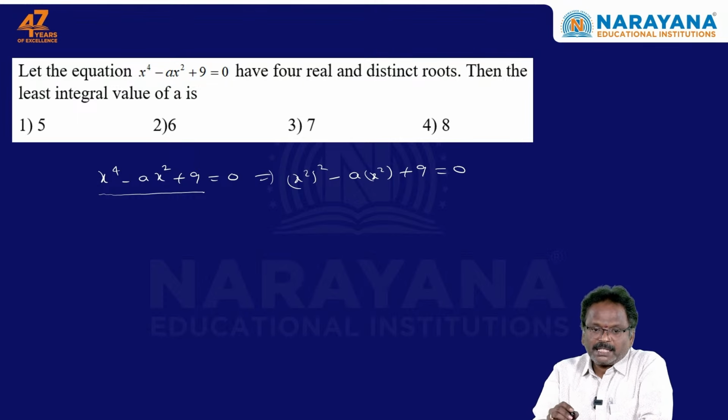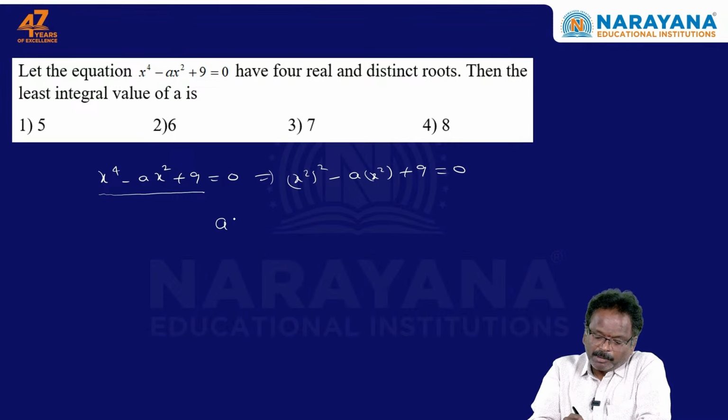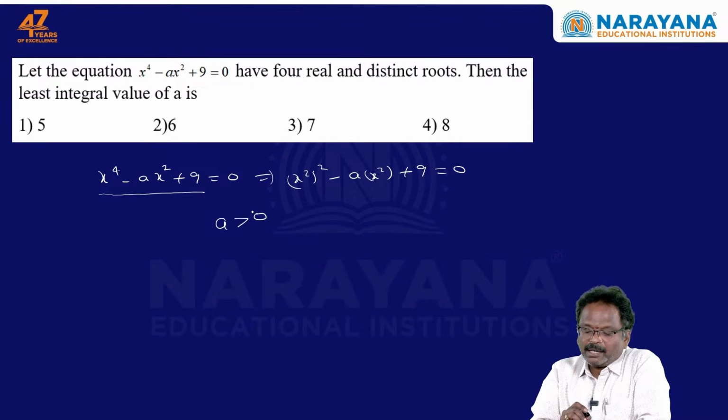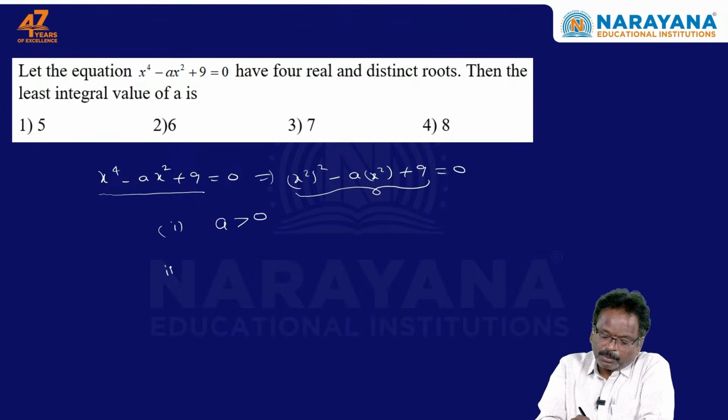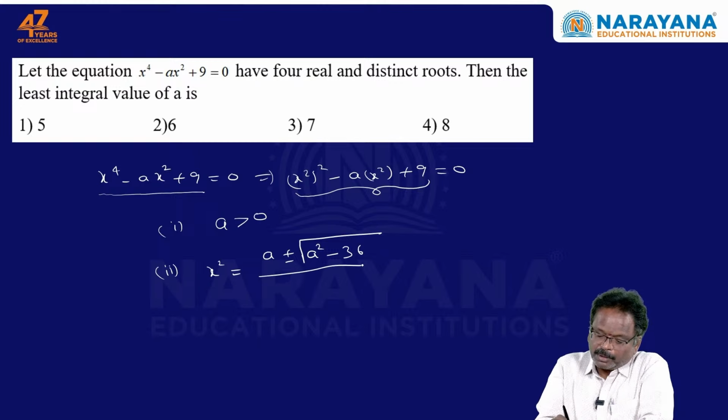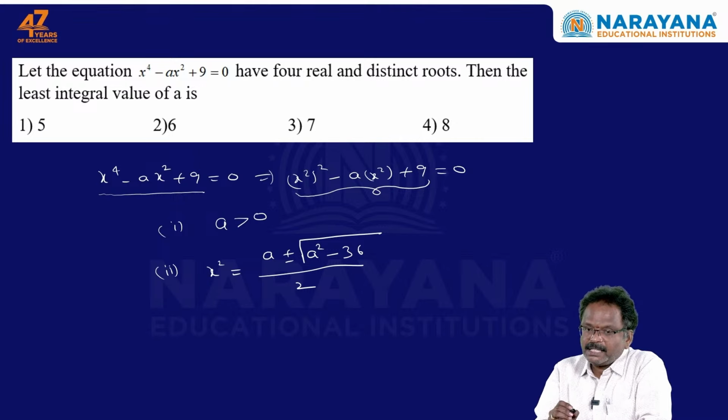The equation has 4 distinct real roots possible only if the a value is positive. Why do we have to take a as positive? Suppose if a is positive only, in that case the roots of the equation will be positive. So the first case is a greater than 0. Now calculate the roots of this equation. Roots of this equation are x square equal to a plus or minus root a square minus 36, by 2.